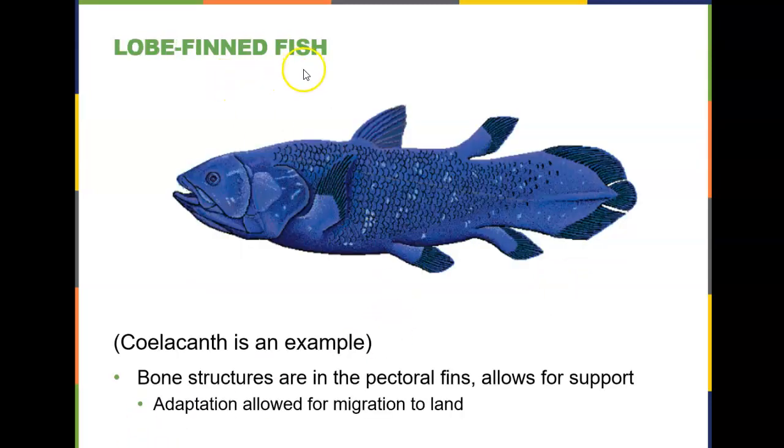Now the lobe-finned fish, these have structures that actually have bones in them that are much more like fingers. So it's believed that these fish, and there's few examples of them in the modern category, but there are lots of fossil records, and the coelacanth is one fossil record which shows these bony fingers in the fins, particularly the pectoral fins, and the pelvic fins, which are believed to have evolved into limbs for migration to land.